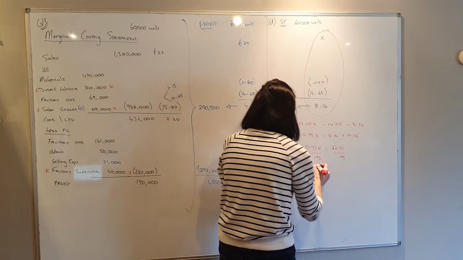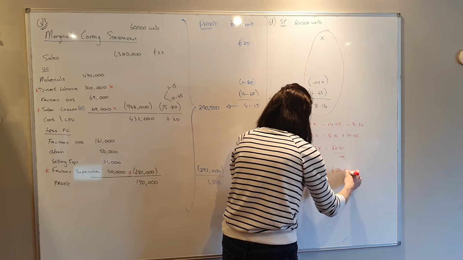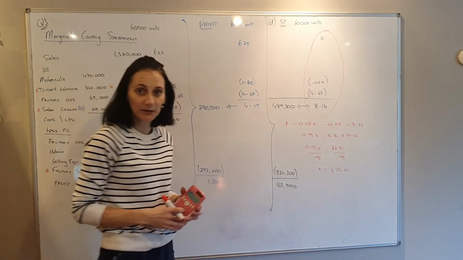And again, make sure you round up. So X, the selling price, is 24 euro and 1 cent. Okay?